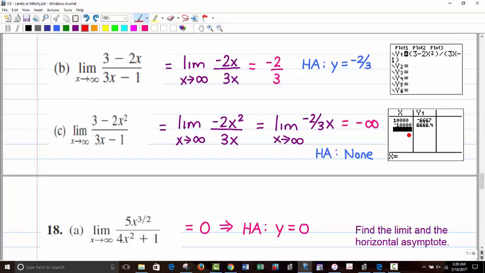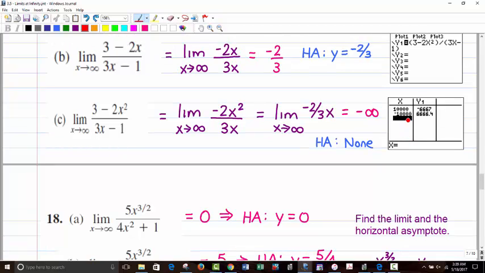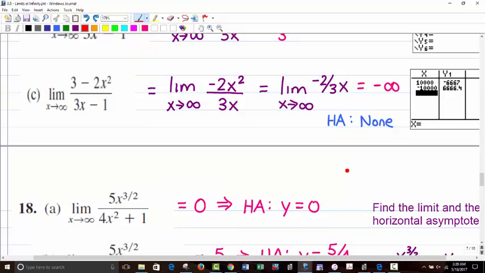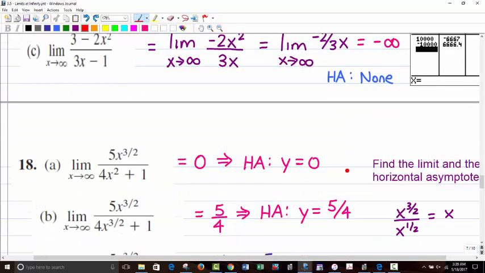And just to show you, look what I did here. I did both of them, even though I was only asking for one of them. There's what I typed in there. When I put in positive 10,000, look at the answer it gives. It gives negative 6667. So it definitely is heading towards negative infinity. Excellent. Of course, no horizontal asymptote.